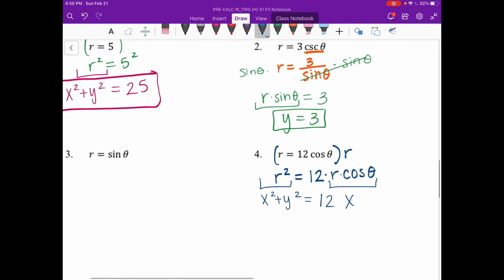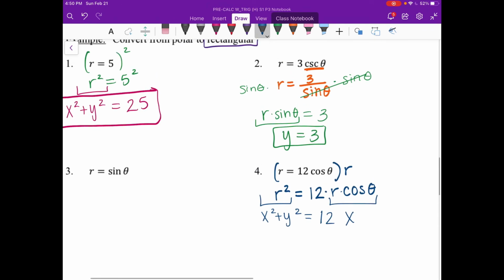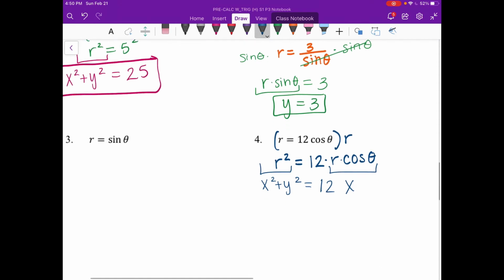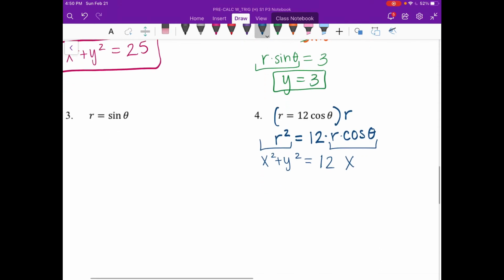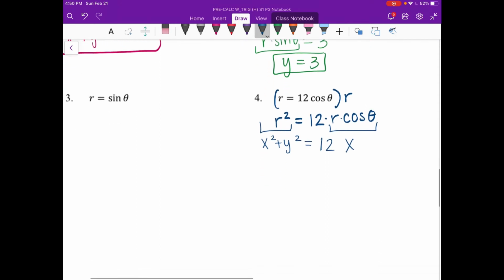Now, particularly why you square both sides or multiply both sides by r will just depend on if you have more going on. So in number 4, I had cosine involved, and I know that r times cosine can be changed to an x. That's why I chose to do that. If I squared the whole thing, cosine squared is not really going to help me change that to an x and a y. So that's why we're doing it.